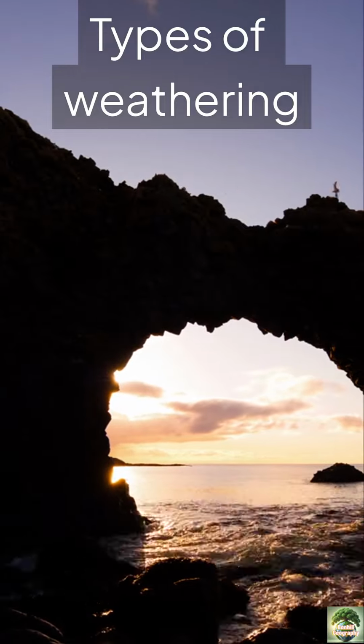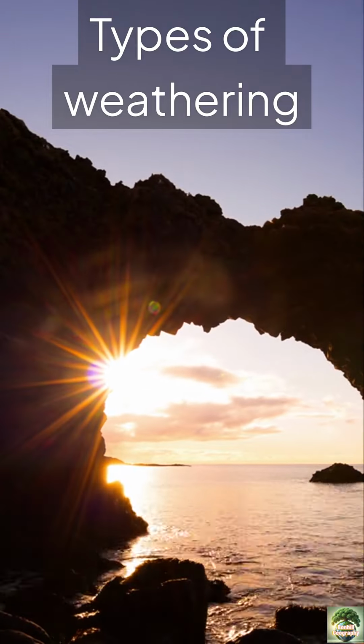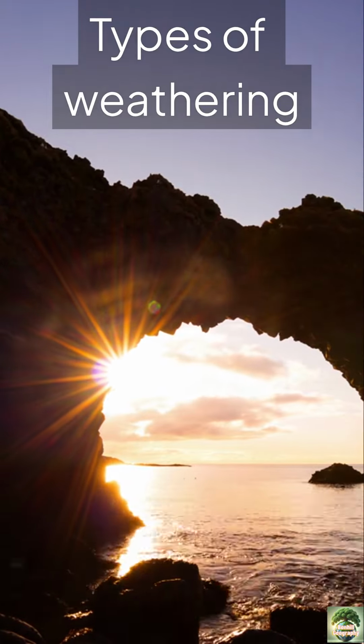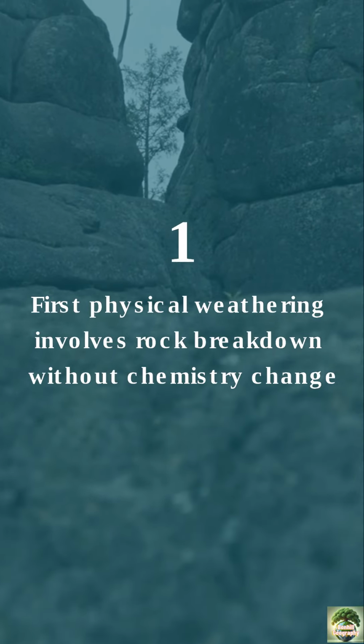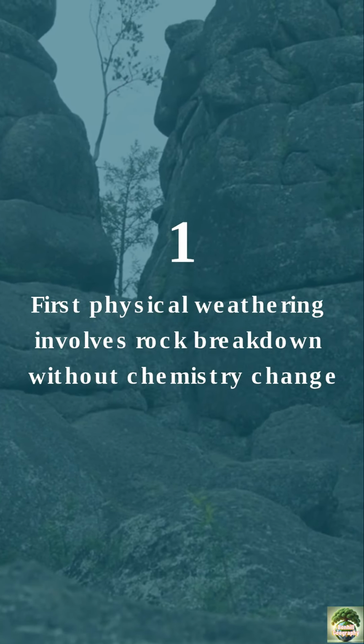In today's video, we'll look at how weathering affects the coast. We'll explore three main types of weathering: physical, chemical, and biological. First up, we have physical weathering. This is the breakdown of rocks into smaller pieces without changing their chemical composition.